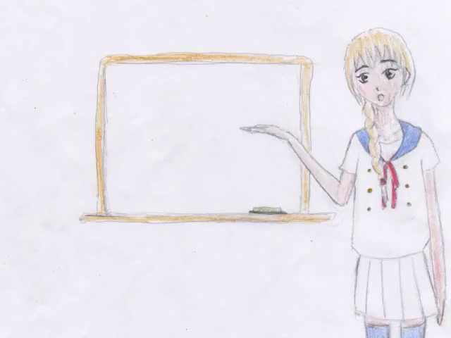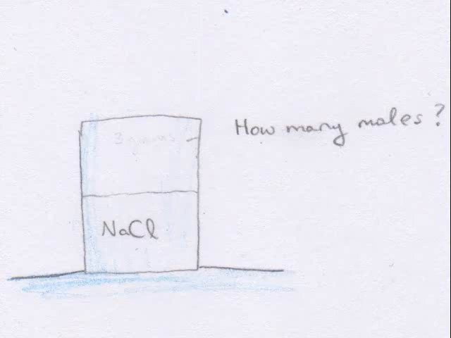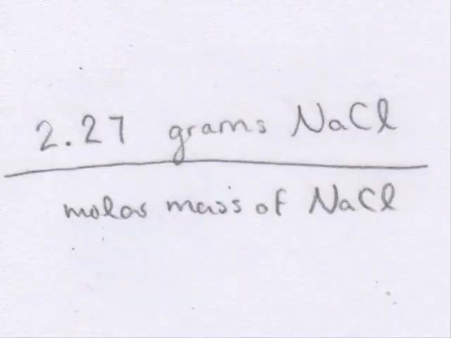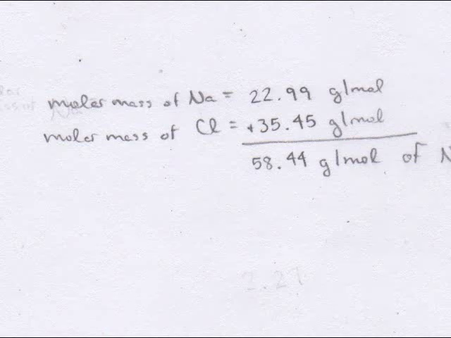Here, I'll show you some examples. Say you wanted to find out how many moles there were in 2.27 grams of sodium chloride. If you are converting from grams to moles, then you have to divide the number of grams by the molar mass of the compound. So first, we would have to find the molar mass of NaCl. Since sodium has a molar mass of 22.99 and chlorine has a molar mass of 35.45, then the molar mass of sodium chloride would be 58.44.